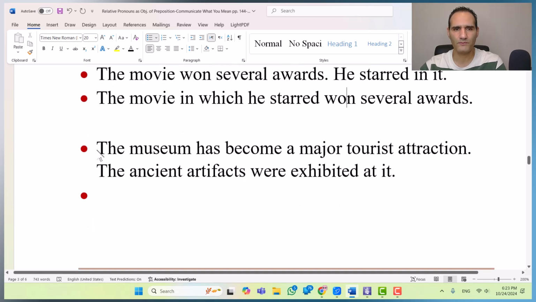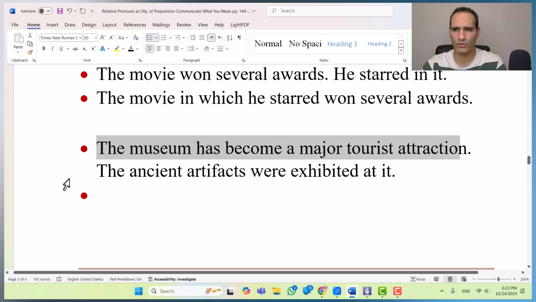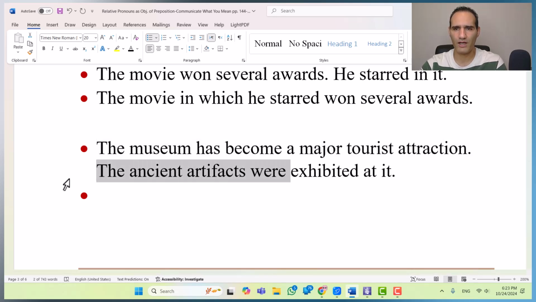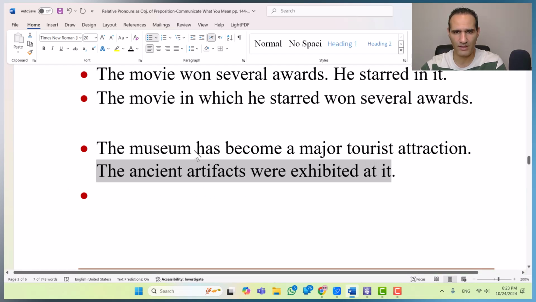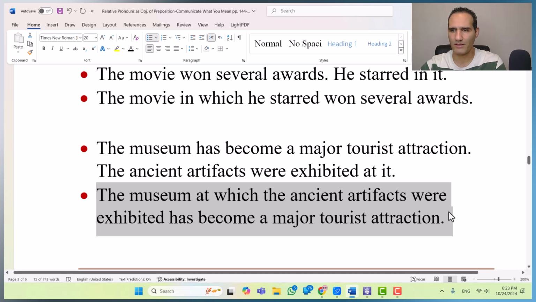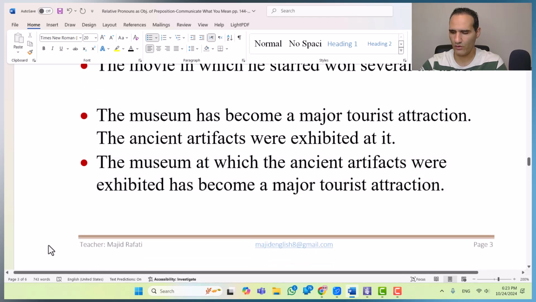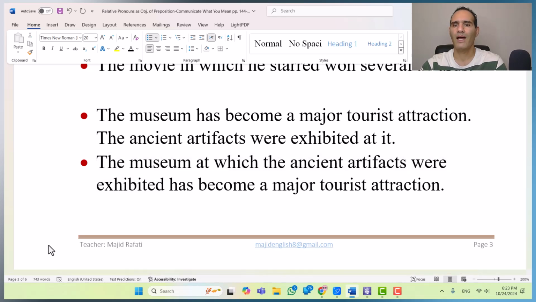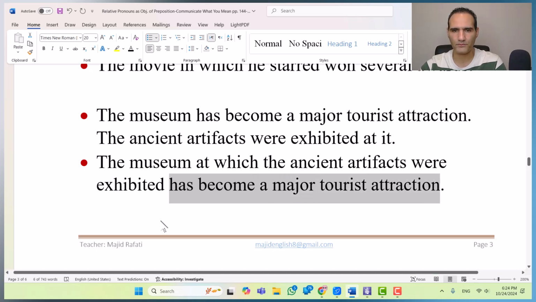And this example, the museum has become a major tourist attraction. The ancient artifacts were exhibited at it. So adjective clause for museum. And the preposition is at, so it is at which. The museum at which the ancient artifacts were exhibited has become a major tourist attraction. Okay, I'm trying to teach you step by step so you can produce this language for yourself.